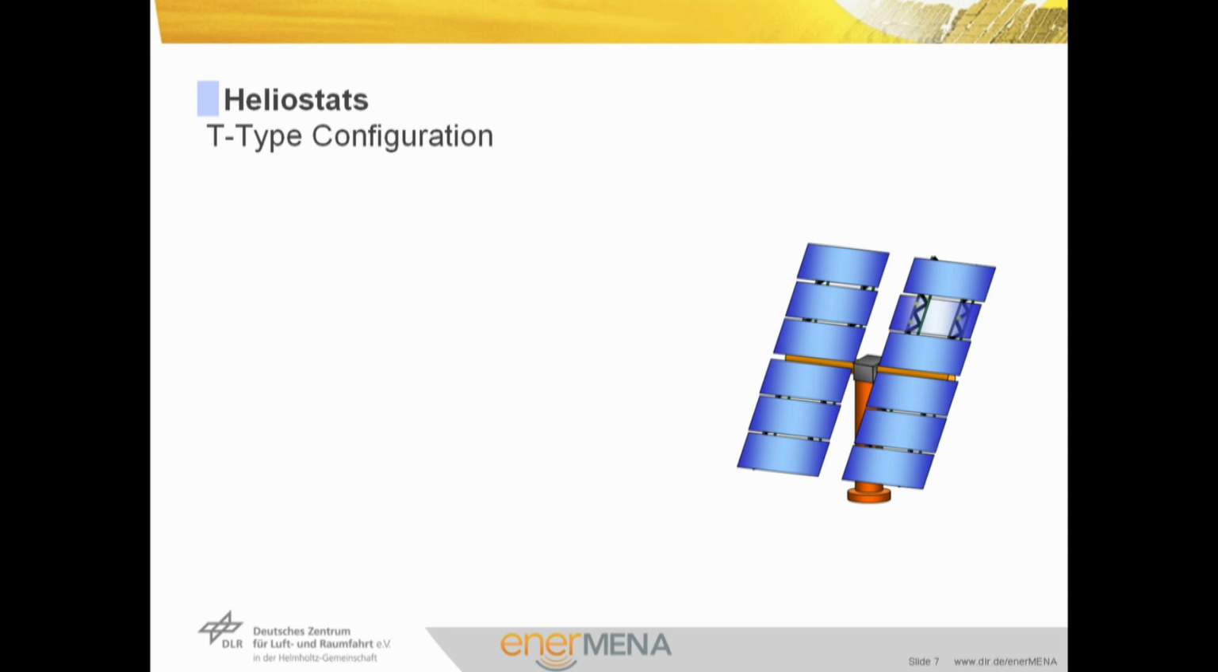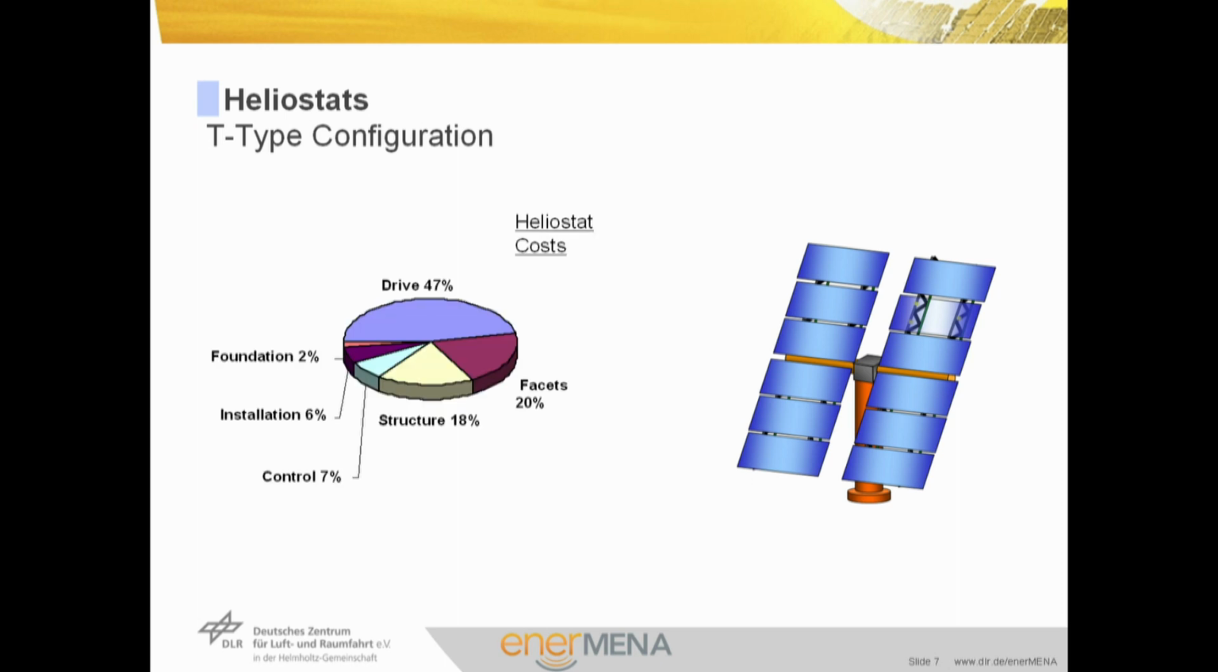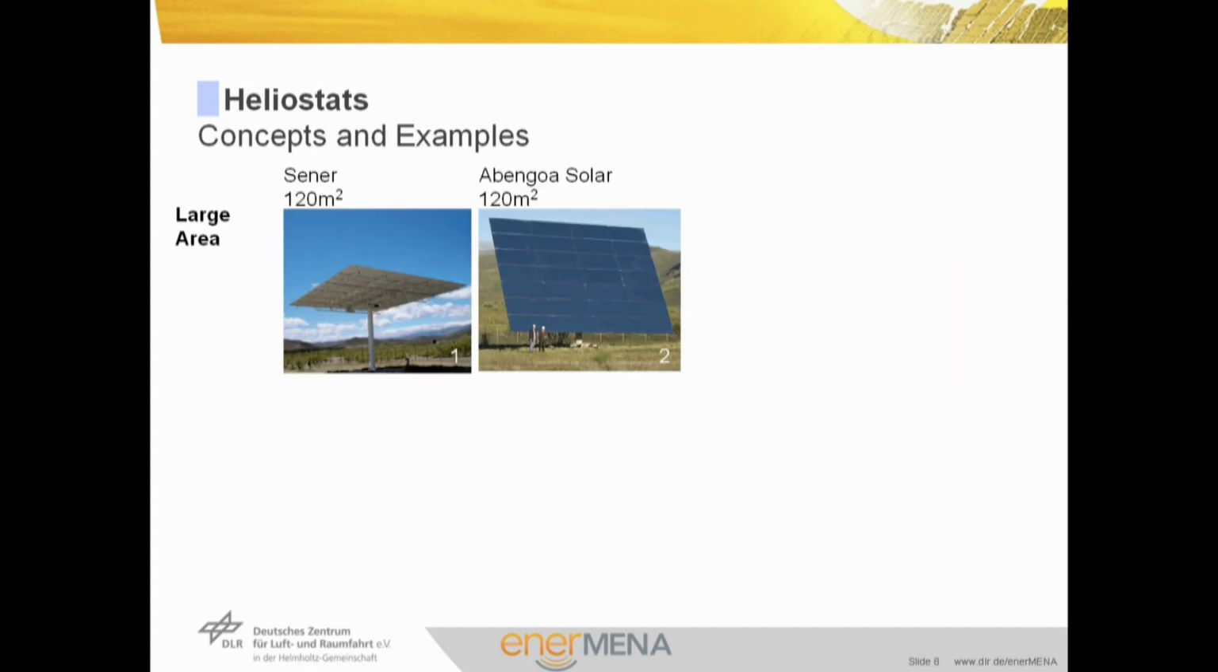Usually, the facets are held by 3 points in order to adjust the orientation of the facet. From the cost side, the drive is about half of the costs of a T-type heliostat. So, if you want to reduce costs, the drive is an important factor. Here I want to show different examples.